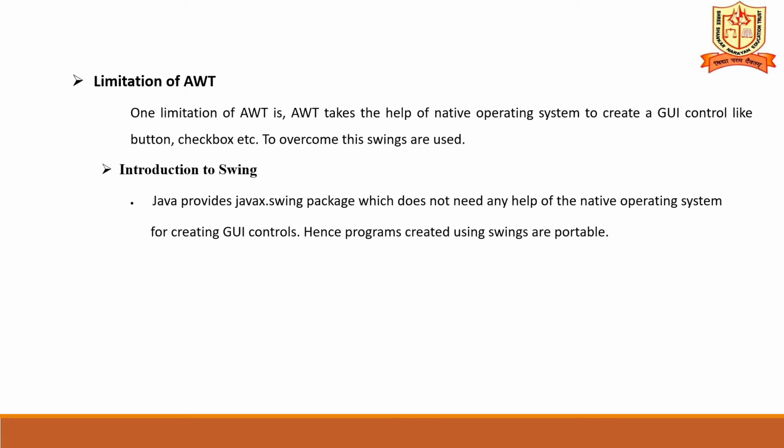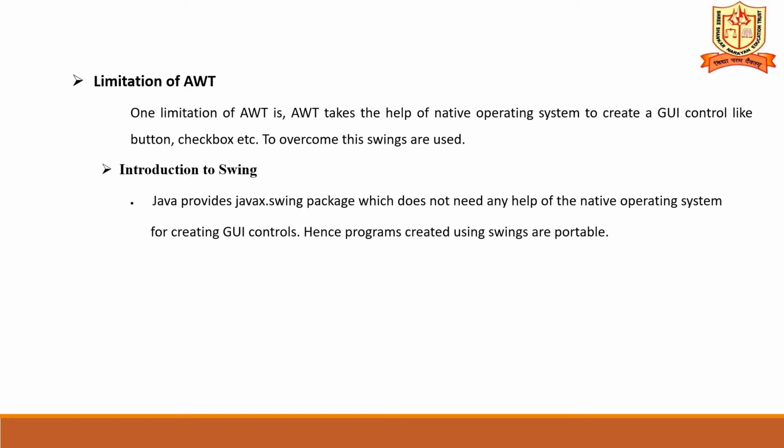Before starting Swings, we see the limitations of AWT. One limitation of AWT is that it takes the help of the native operating system to create GUI controls like button, checkbox, etc. Suppose we create a button in AWT, it uses the native operating system, that is Windows. Suppose Windows is developed in C#.NET, so your AWT control will make use of that C# and .NET.